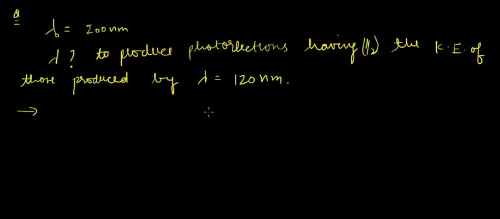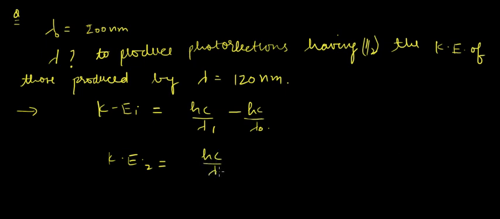So we can write kinetic energy 1 would be hc by lambda 1 minus hc by lambda naught. This is hc by lambda naught. And kinetic energy 2 would be hc by lambda 2 minus hc by lambda naught. And we have to produce kinetic energy 2, which is half of kinetic energy 1. Kinetic energy 1, you can easily calculate.